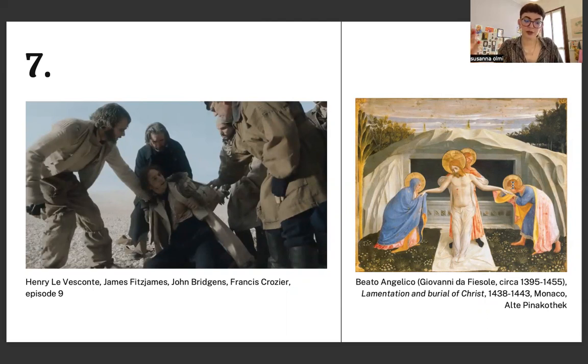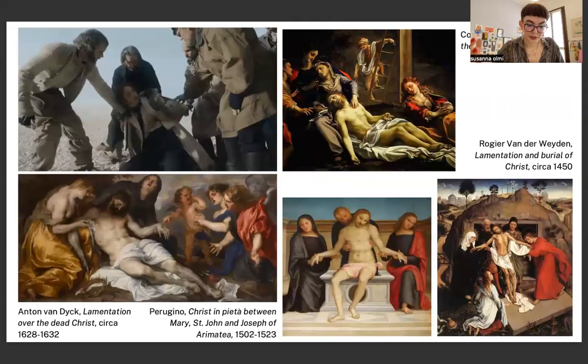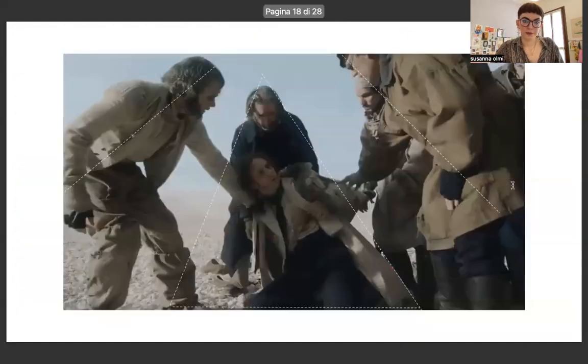If we compare this moment with other lamentations, such as the one by Beato Angelico that I decided to use as a comparison here, we can notice that the composition is very similar in both of them. Sometimes Christ's body is laying completely horizontal, sometimes it's being held up by one of the characters or by all of them, but in every single case, the composition creates a triangular shape, with Christ in the center of it. This has a symbolic meaning because it represents the Holy Trinity in Christian iconography and religion.